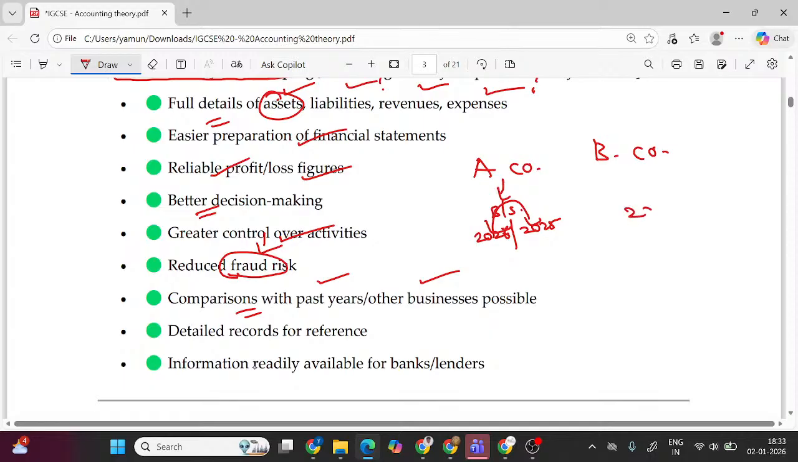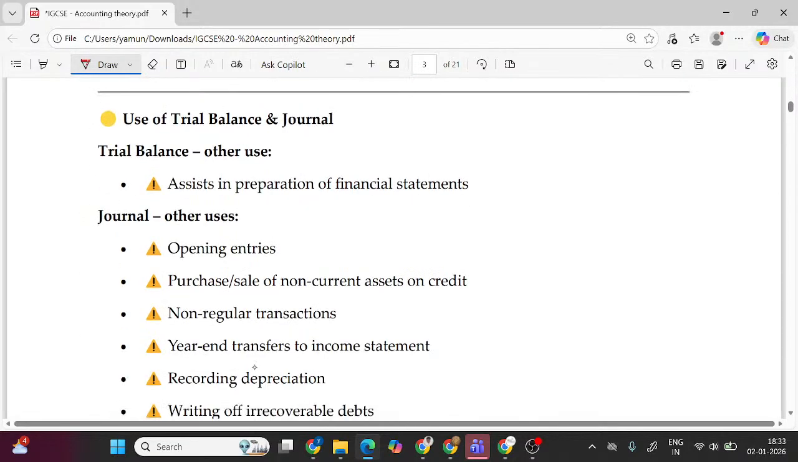You want to compare for the year ended March 2026 for A company and B company put together. Yes, you can do that. That's what they are mentioning here. Detailed records will be available for reference and information will be readily available for banks and lenders.